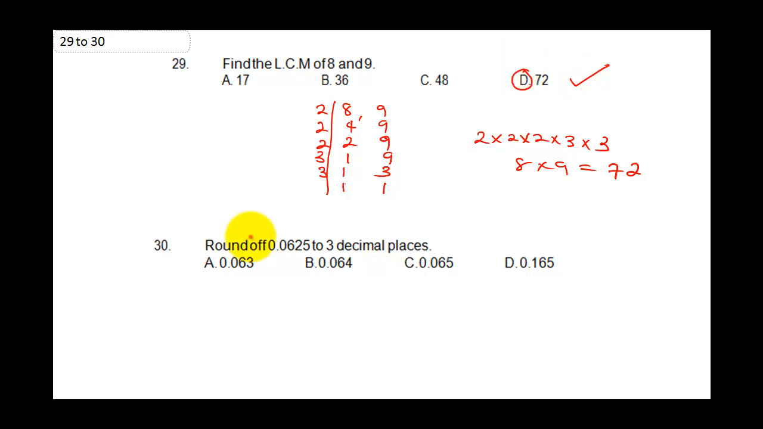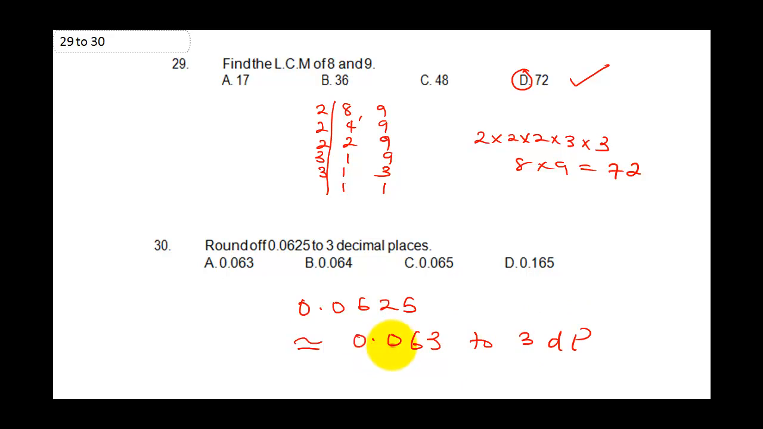Now, question 30 says round off 0.0625 to 3 decimal places. In order to solve this question, we write our 0.0625. So 3 decimal places is supposed to end here. We'll approximate our 5. Since this is up to 5, it's going to become 1, and we'll add it to the 2. So it's going to be 0.063 to 3 decimal places.